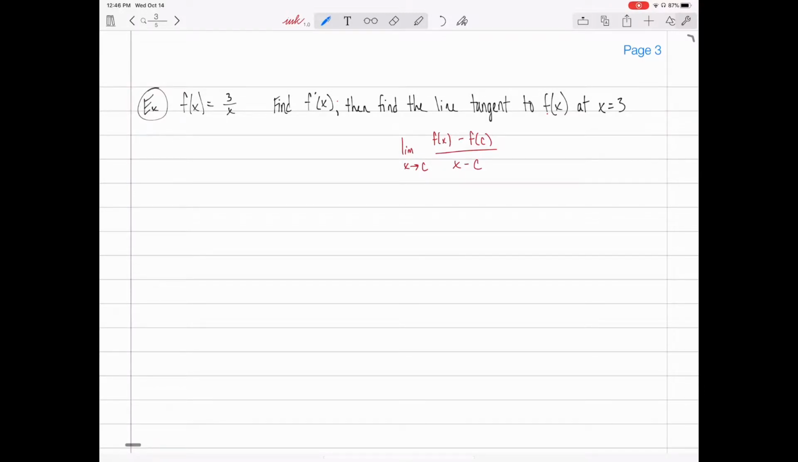Okay, so our c value is 3, so we're just going to plug that in. Over here, I'll use a different color. The limit as x goes to 3, because that's our point in question, of f of x minus f of c. So f of c is 3 over 3, or 1, divided by x minus c, so that's x minus 3. Okay, so in this problem, we don't have the issue of the h to deal with, it's just this x. So we are going to simplify the numerator.